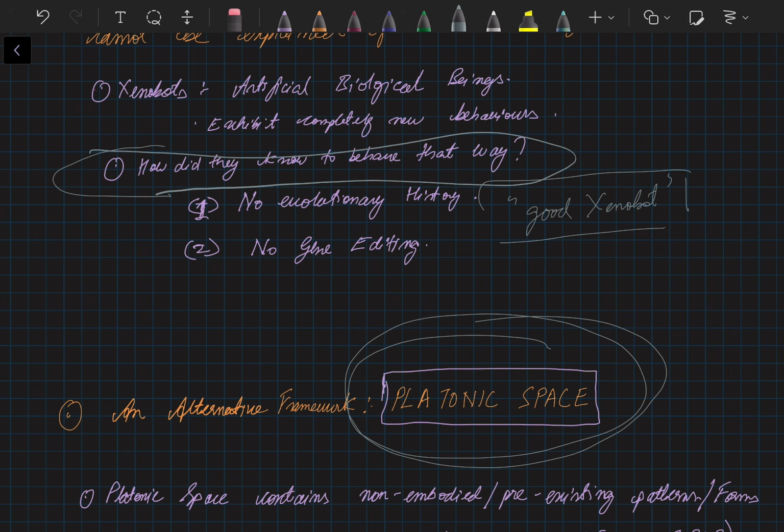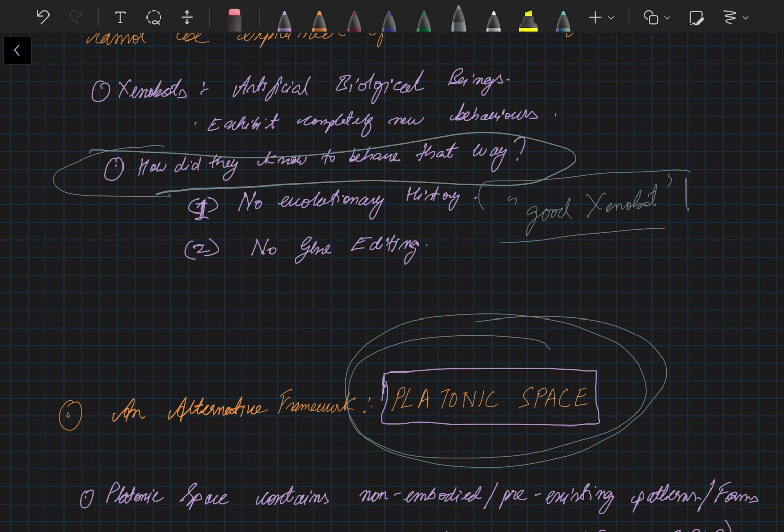So to find the real explanation, Michael Levin looked at mathematics. He turned to something, as I've just mentioned, the Platonic space. Now, what is this Platonic space? Let me start with a very basic definition. A Platonic space is a different realm of reality, which is not part of the physical world that we live in.